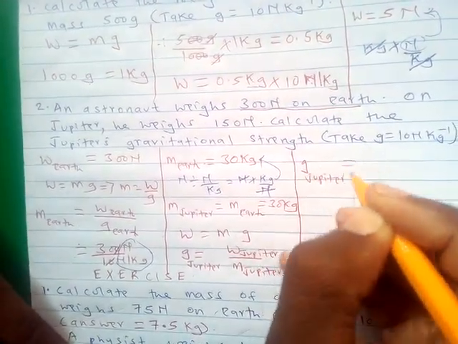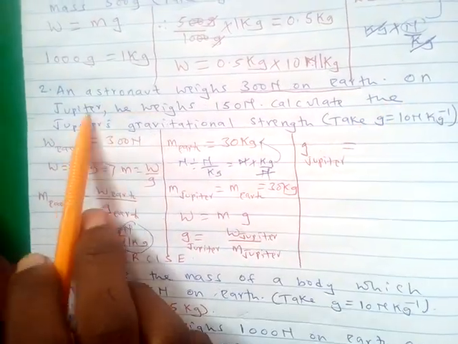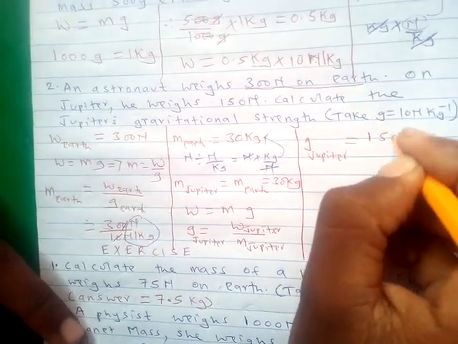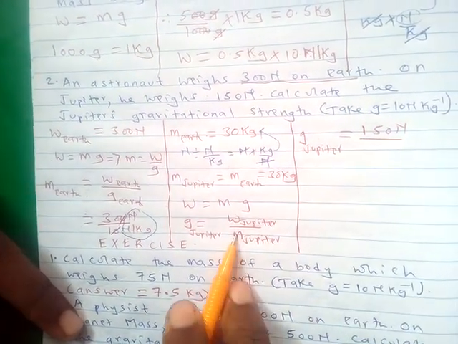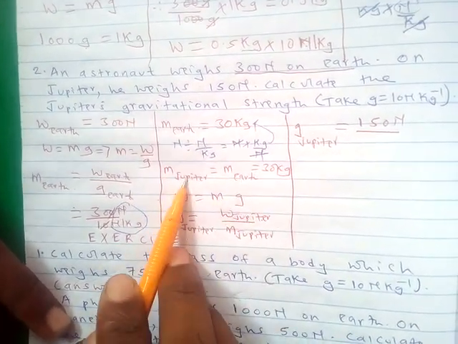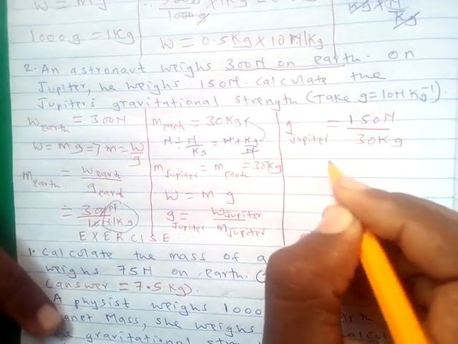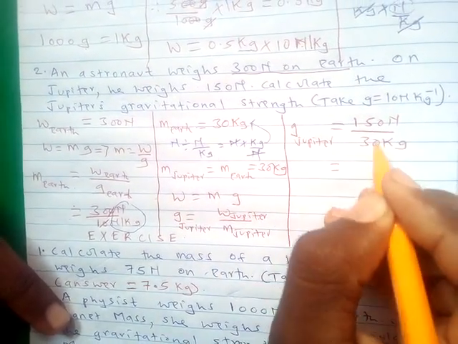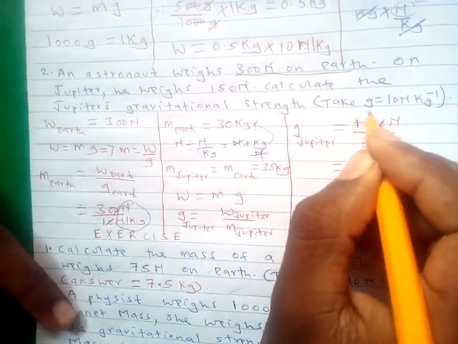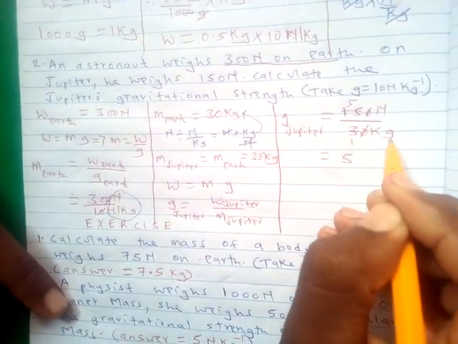The gravity on Jupiter will be equal to the weight of the person on Jupiter. So we have been told that on Jupiter he weighs 150 Newton. So the weight on Jupiter is 150 Newton divided by the mass on Jupiter. Remember, we have said that mass is constant. So mass on Earth is equal to mass on Jupiter, which is equal to 30 kilograms. So the 0 and 0 will cancel out. 3 into 15, 5. So this will be equal to 5 Newton per kilogram.